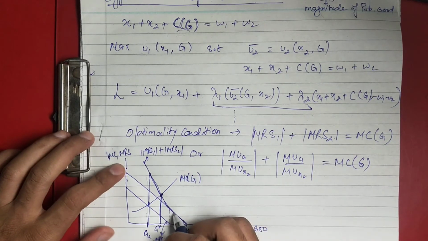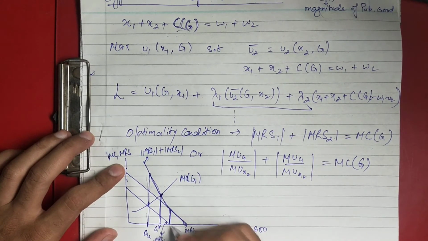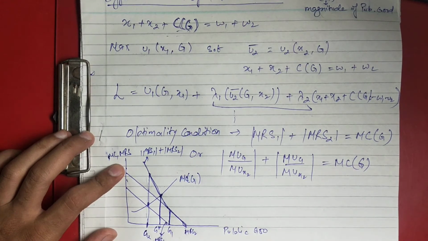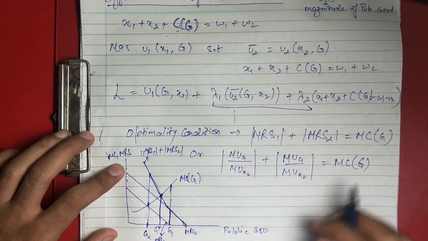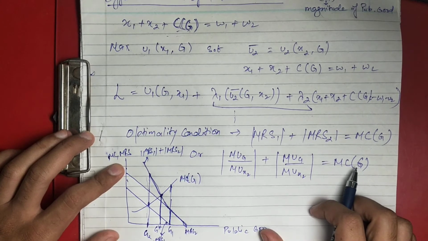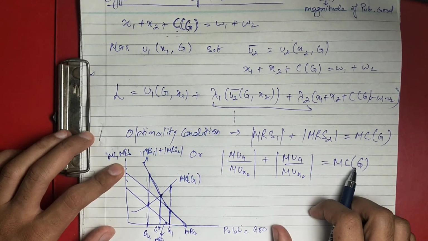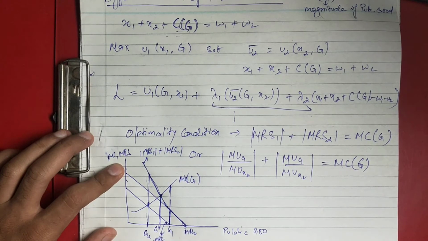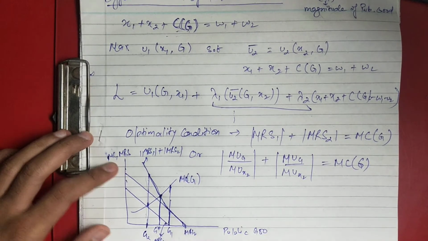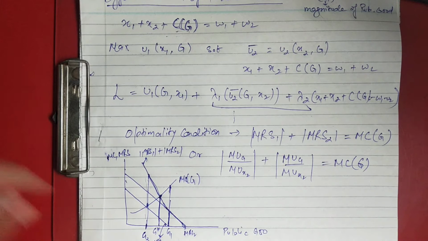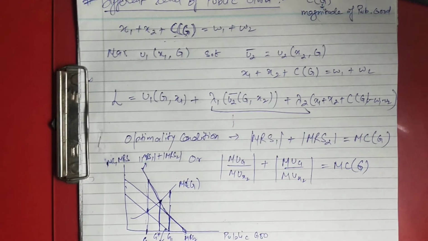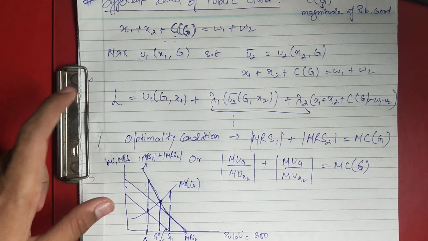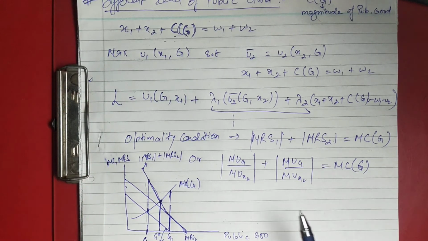Similarly, if you take this point G1, what is the case? MRS1 plus MRS2 is less than this MCG. So at this point, efficiency requires that spending on the public good should be reduced. So you will come to this point only, G star, and it will be the only point of Pareto efficiency.